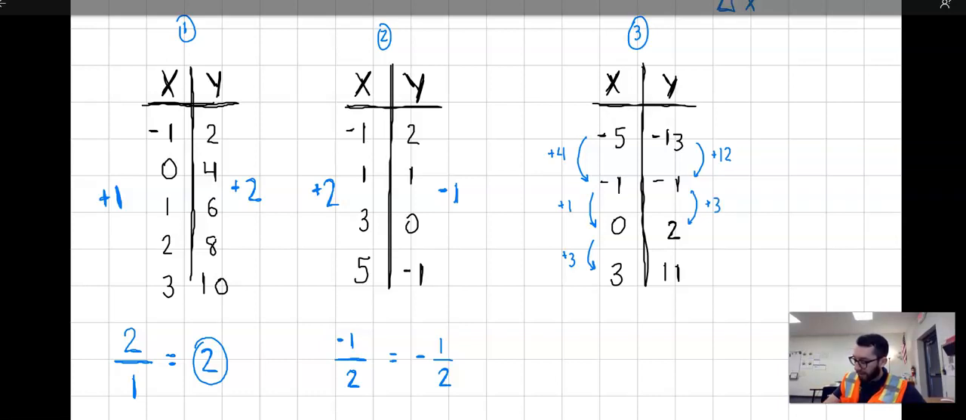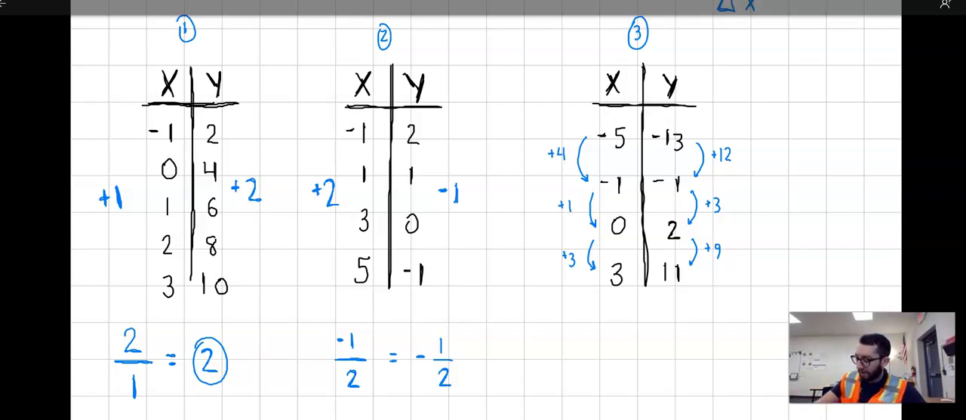+3, and +9. So when you first look at it, you're like, there is no slope because slope is constant rate of change. But there actually is a constant rate of change. If I take all these different changes in y over x, they're actually all the same, right?